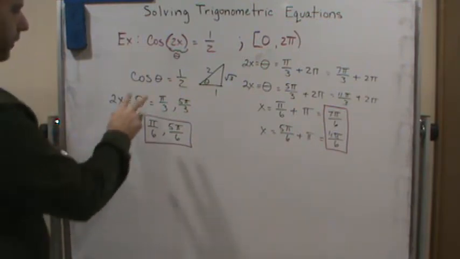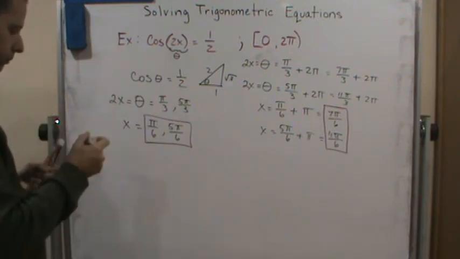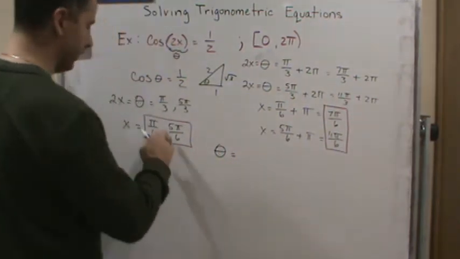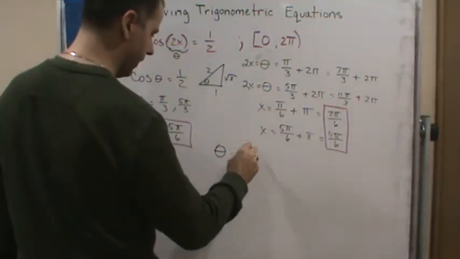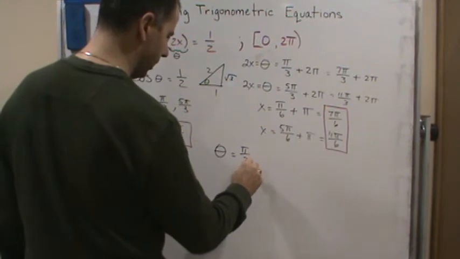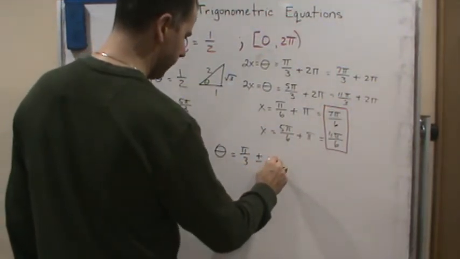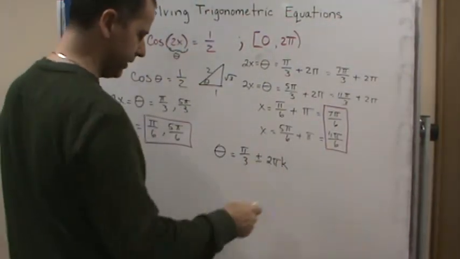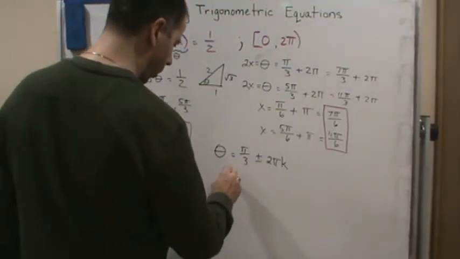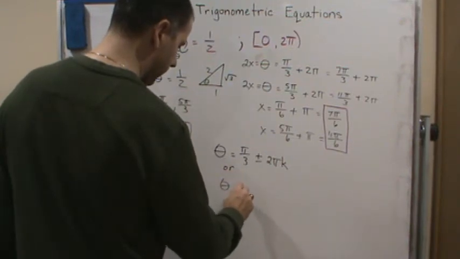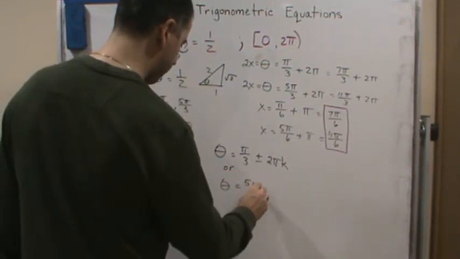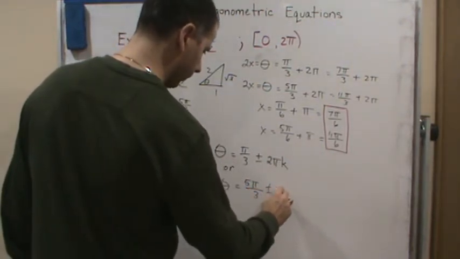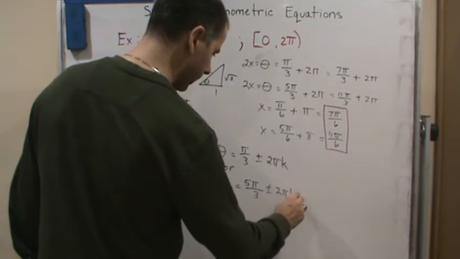We know for this cosine function that for any theta equal to pi over 3 plus or minus 2 pi times k, where k is an integer, or theta equal to 5 pi over 3 plus or minus 2 pi times k.